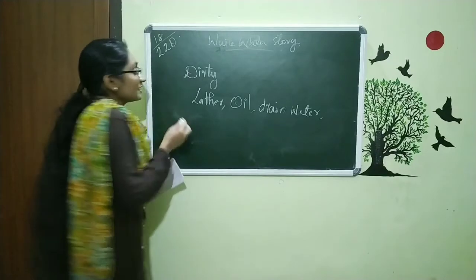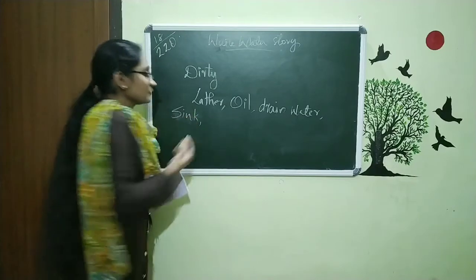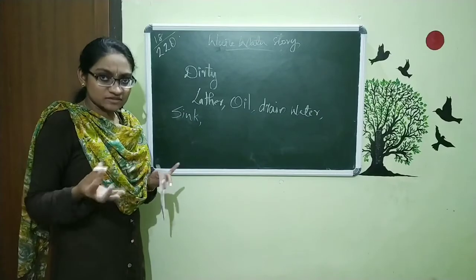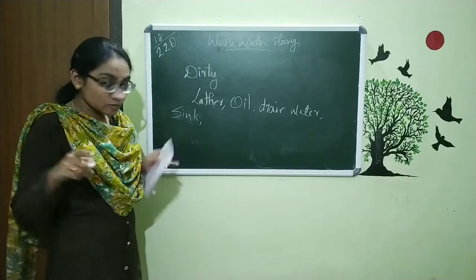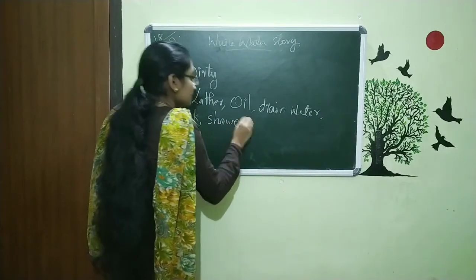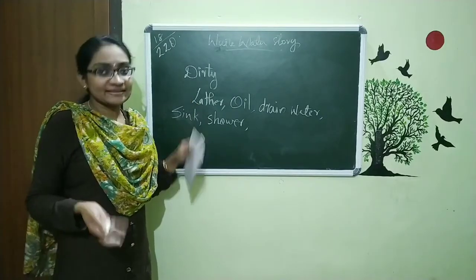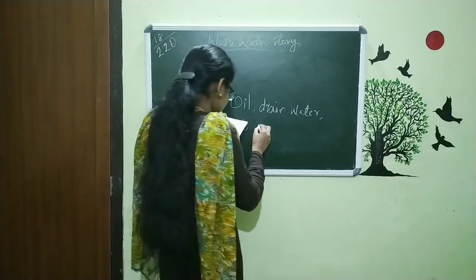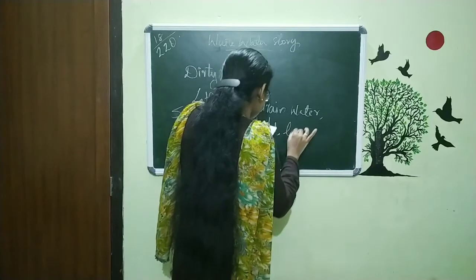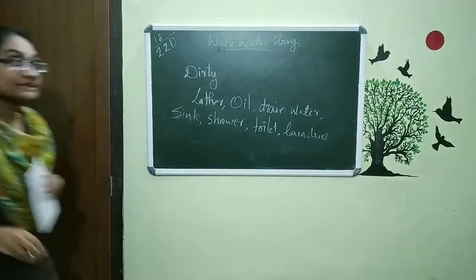And another thing, the water which goes through the sink. That means we are washing our plates, all our things are within the sink. And that water, is it pure? No. So the water through the sink, then the shower water. That means after bathing, that water contains lather, and that's why it is called dirty water. Then toilet, laundries. All these are dirty water.